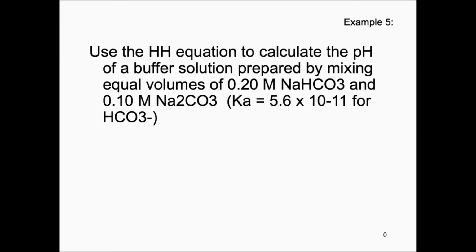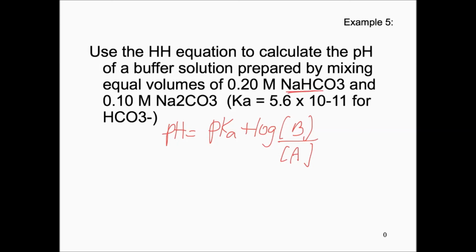The question is, using the HH equation, calculate the pH of a buffer solution prepared by mixing equal volumes of 0.2 molar bicarbonate and 0.1 molar sodium carbonate. Okay, a Ka value is provided to you. You know the HH equation is pH equals pKa plus log of base over acid. So you have to decide for yourself which part is the base, which part is the acid. So again, go back to chapter 15. The acid would contain the proton.